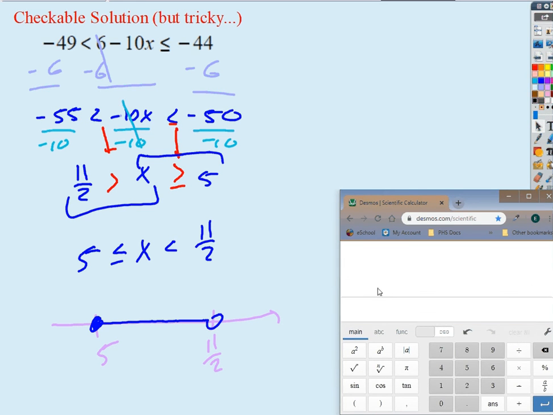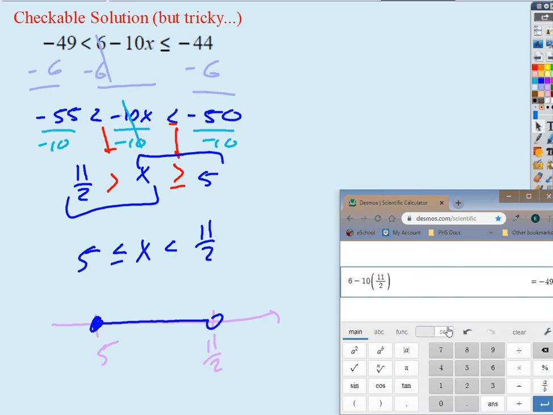Okay, so we've got three expressions, right? I can just do the middle one and compare it to the numbers. So we've got the expression 6 minus 10x. If I replace the x with a 5, I get negative 44, right? So that fits. That matches this endpoint. Agreed? If I change that 5 to 11 halves, I get the other endpoint. So that checks, right? When I try the two boundary values, I get the two endpoints.